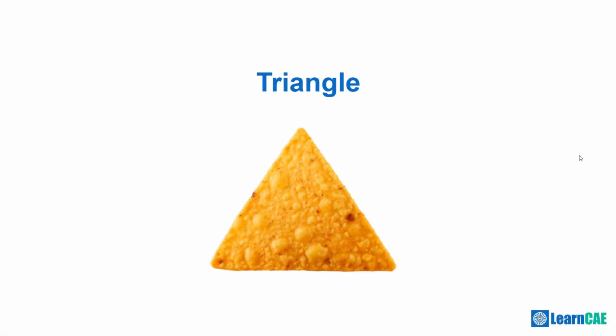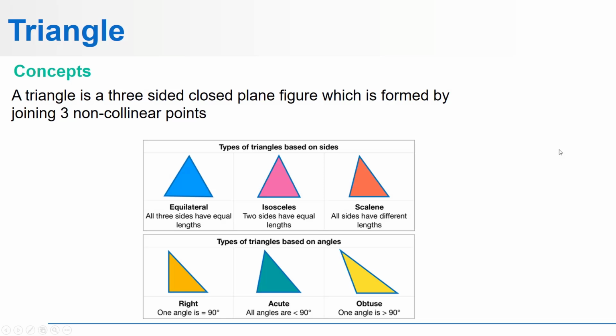In this lecture we shall see problems related to triangle. We shall quickly see the concepts. A triangle is a three-sided closed plane figure which is formed by joining three non-collinear points. That is, the points will not lie on a straight line. We can categorize the triangles based on sides or based on the angles.